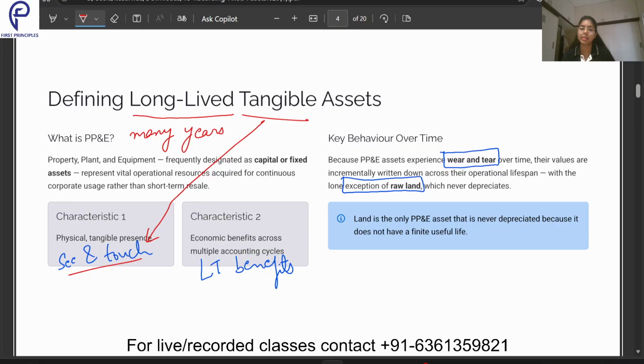Then coming to characteristic 2, it has long-term benefits. That means it's going to benefit us for many years. It's going to be there with us for many years.